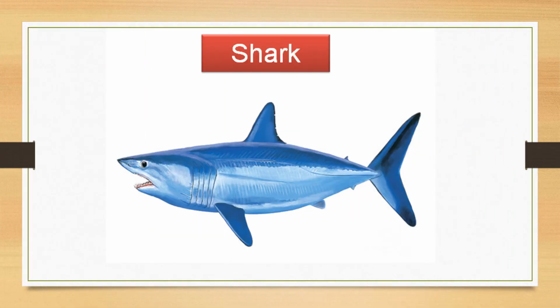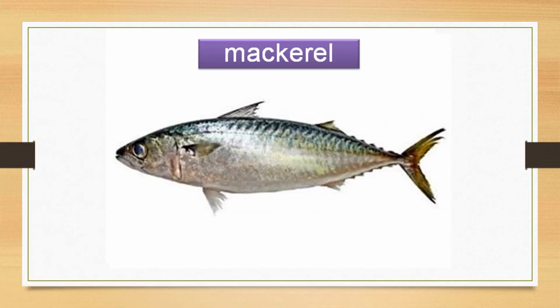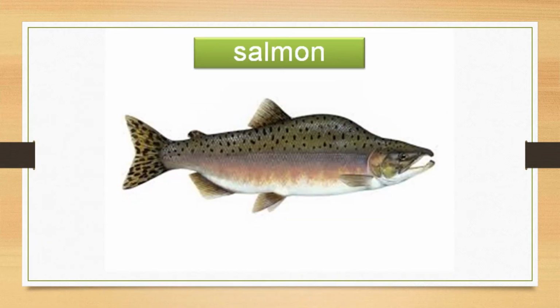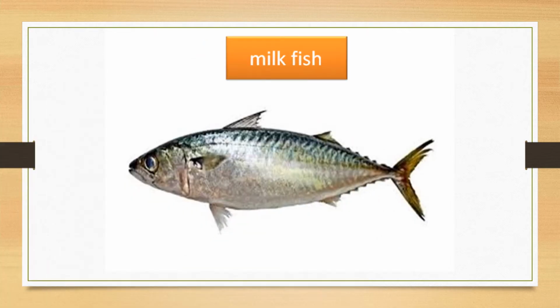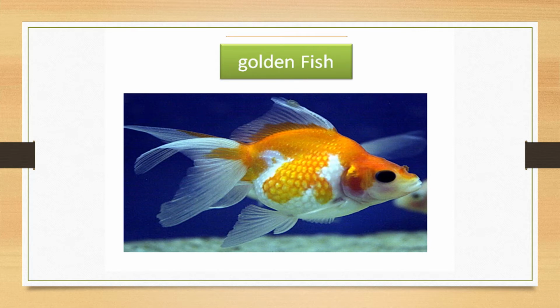So let us see what are the examples of fish. The first is shark. What else? You have also mackerel. What else? You have salmon. What else? You have also carp and milkfish. You have also goldfish. Now there are some other names of fish, but those are the ones that I enumerated.